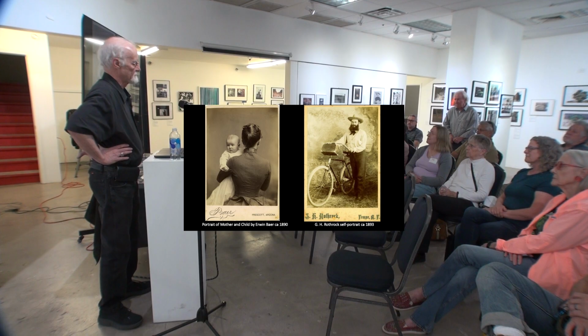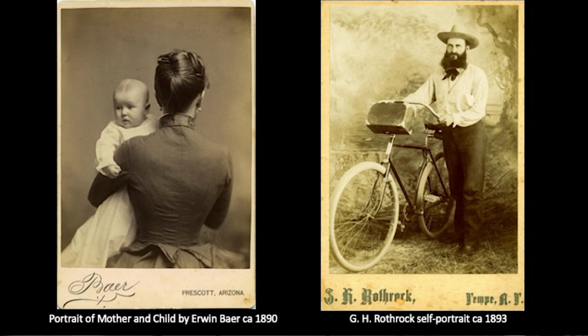More cabinet cards. This is a portrait of mother and child, sort of an unusual shot. Often they would shoot the back of a woman's head to show her hairstyle, but this one is done to show the child. And so just an interesting composition there.